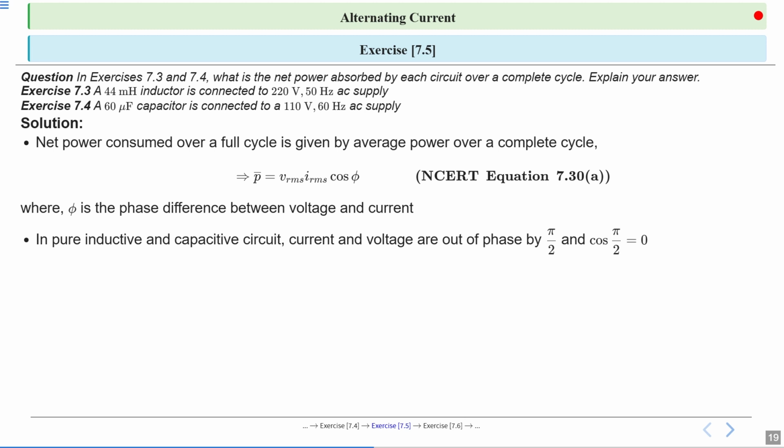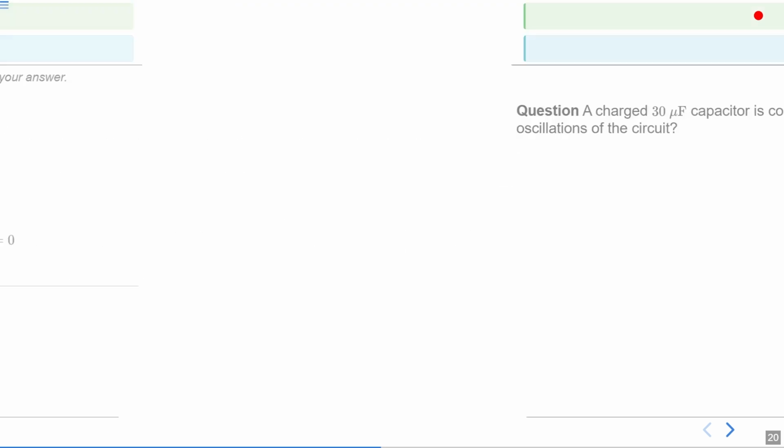Okay, in case of capacitive, current leads, so phi was pi by 2. In inductive circuit, current lags, so phi was minus pi by 2. But it doesn't matter whether it is minus pi by 2 or pi by 2, because cos minus pi by 2 or cos pi by 2 both are equal to 0. So cos phi, the power factor, for both capacitive and inductive circuits will be 0. That means average power consumed will be 0. Hence average power consumed over a complete cycle will be 0. That is, the net power is 0.